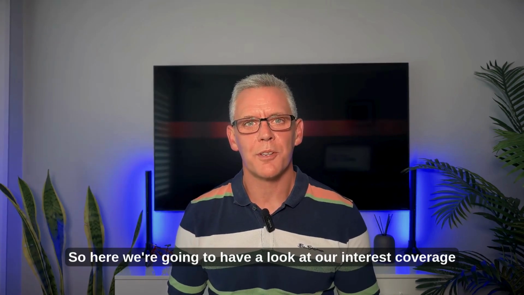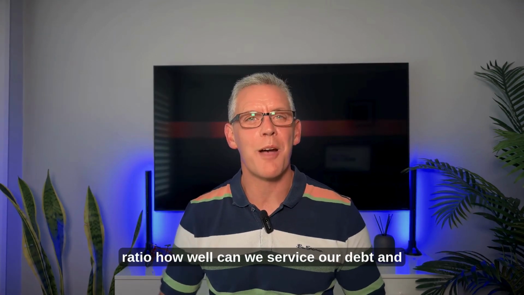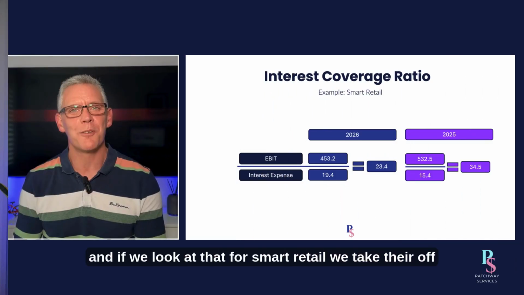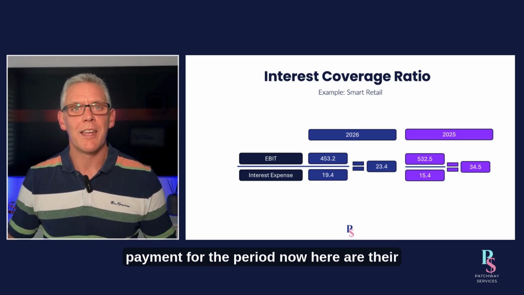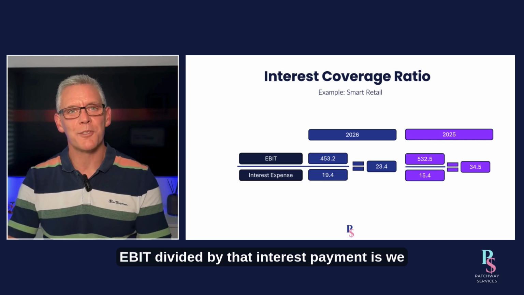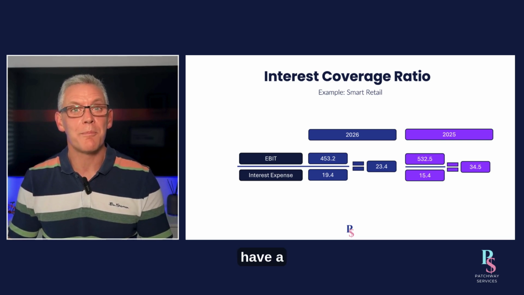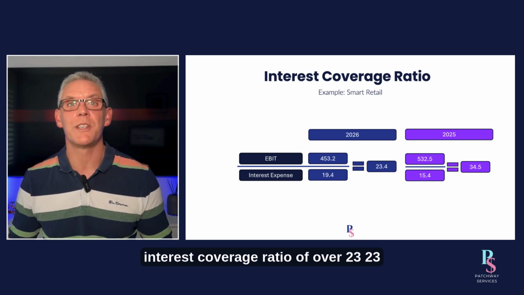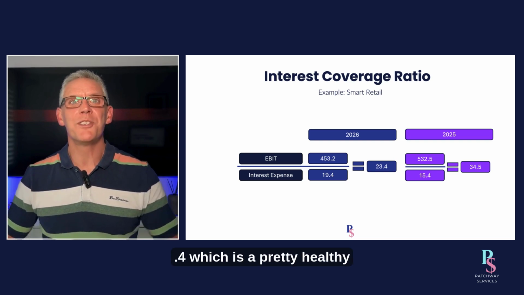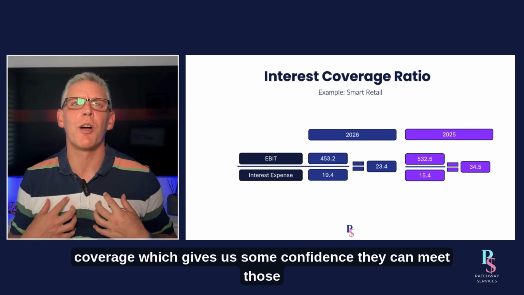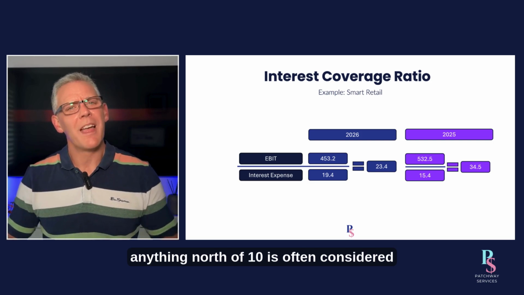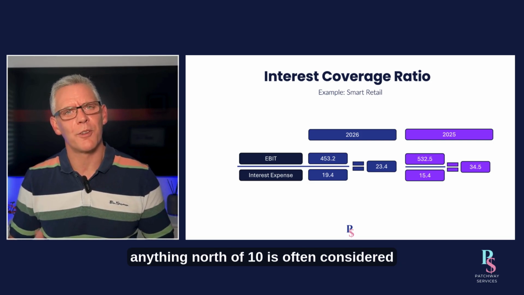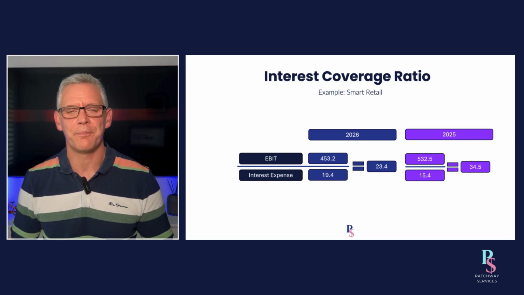So here we're going to have a look at our interest coverage ratio. How well can we service our debt? If we look at that for Smart Retail, we take their operating profit divided by their interest payment for the period. Here their EBIT divided by that interest payment means we have an interest coverage ratio of over 23.4, which is a pretty healthy coverage. It gives us some confidence they can meet those interest repayments year in, year out. Anything north of 10 is often considered to be pretty safe.